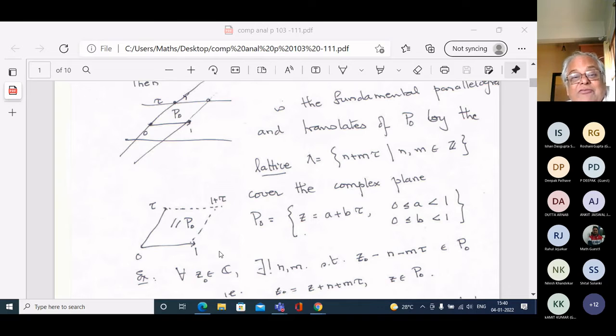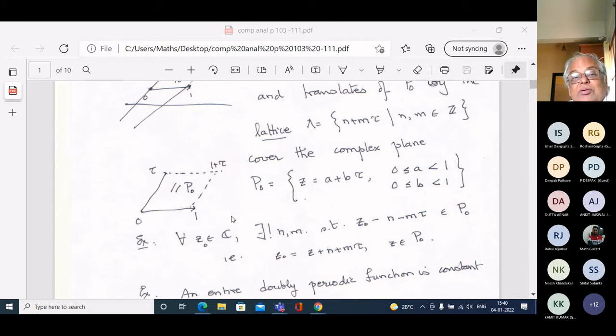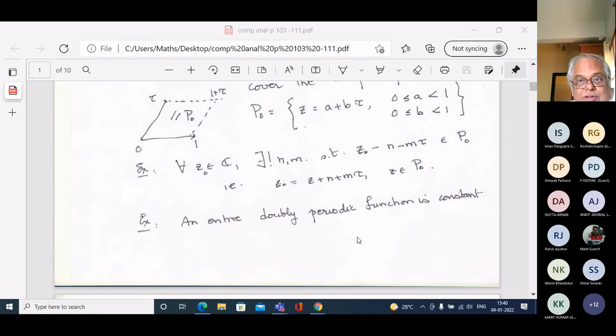Okay, so for every z in C, you can find a unique n and m such that z minus m tau minus n is in P naught. And therefore, every z can be translated to a point in P naught by an element of the lattice.